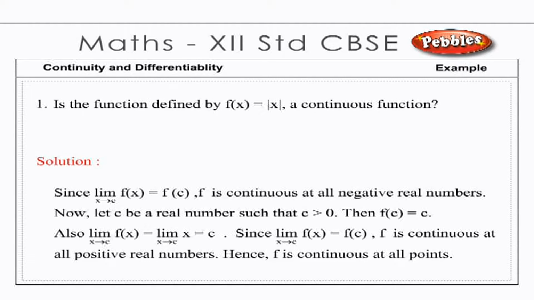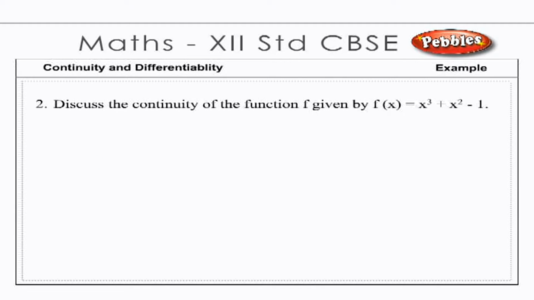Now, let c be a real number such that c is greater than 0. Then, f of c is equal to c. Also, limit x to c of f of x equals limit x to c of x, equal to c. Since limit x to c of f of x equals f of c, f is continuous at all positive real numbers. Hence, f is continuous at all points.